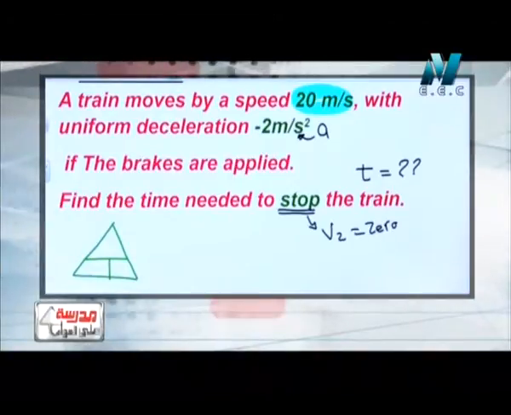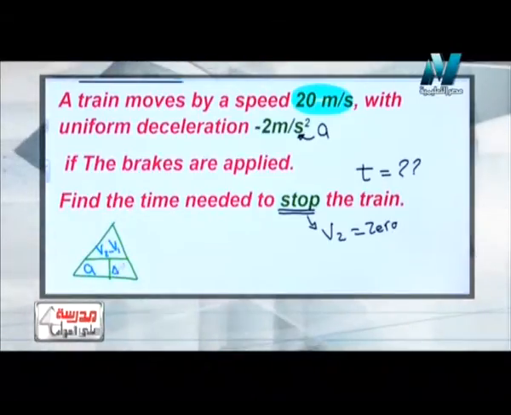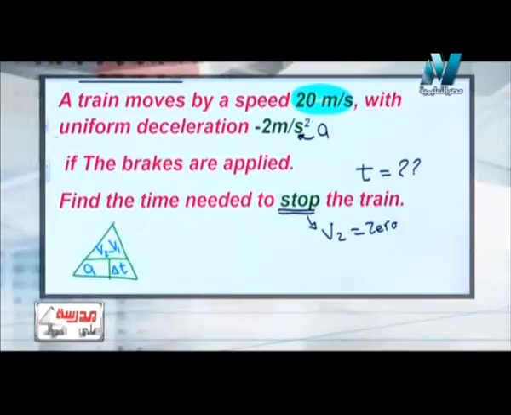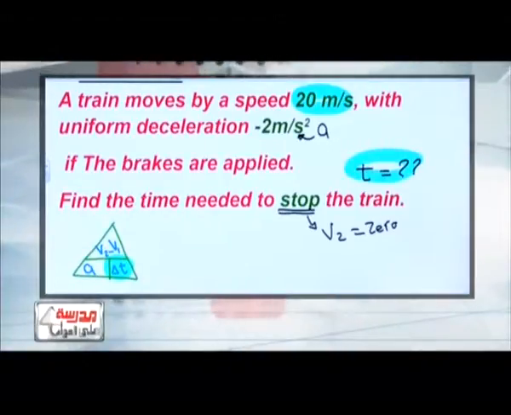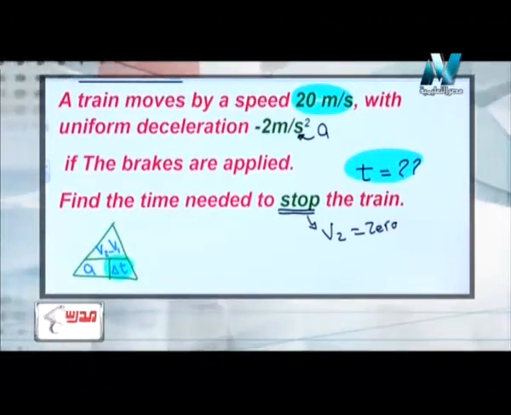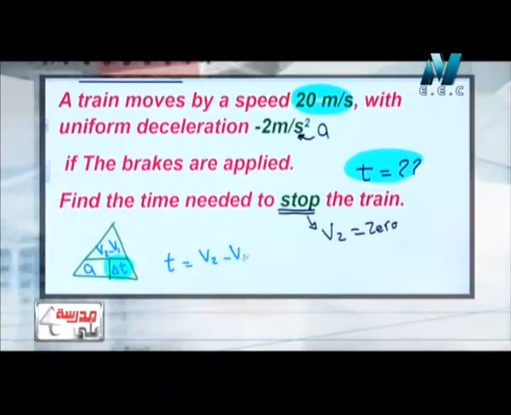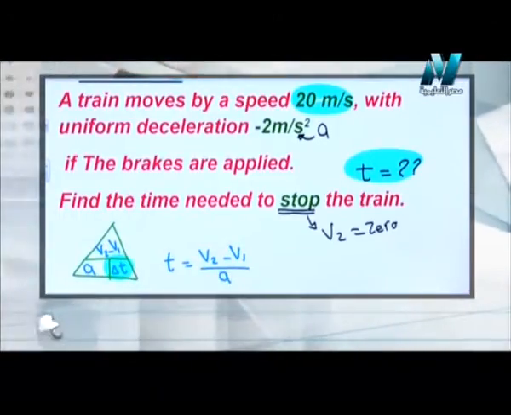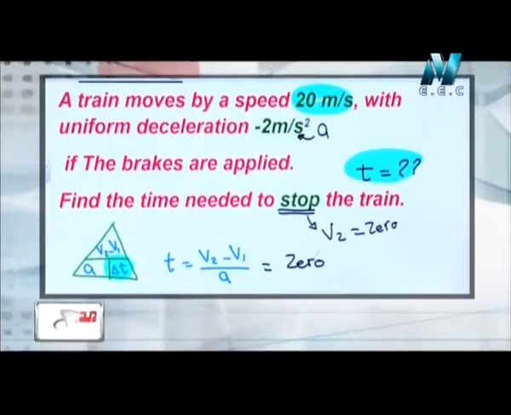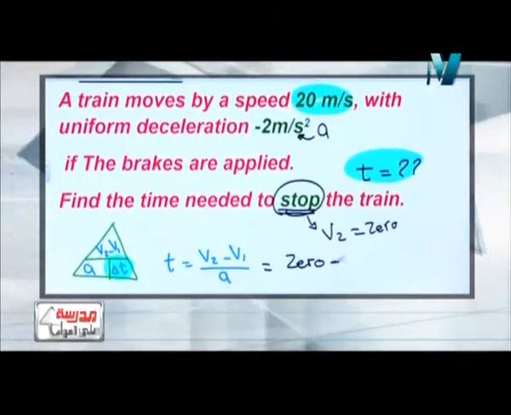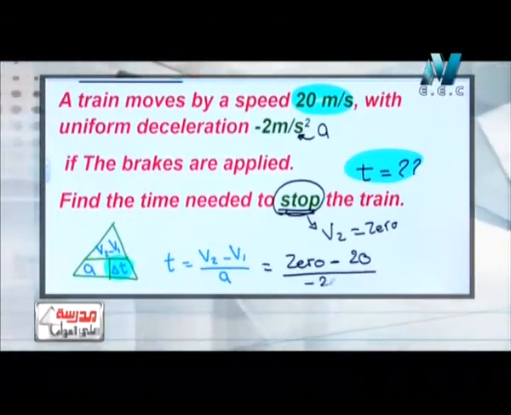And say acceleration equals V2 minus V1 over delta T. What do we need? We need to know what delta T is. We need to know the time. Okay? So time equals V2 minus V1 over A. V2 equals how many? Equals 0. Didn't it say stop? V1, minus 20 meter per second, over acceleration, negative 2 meter per second power 2.